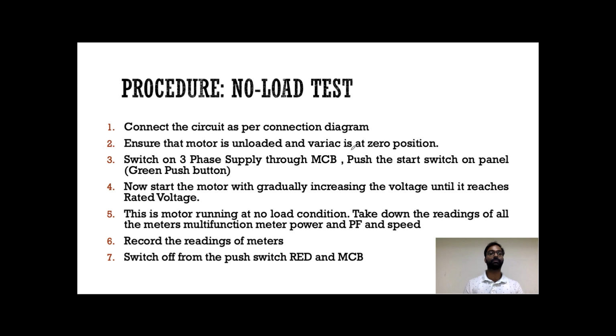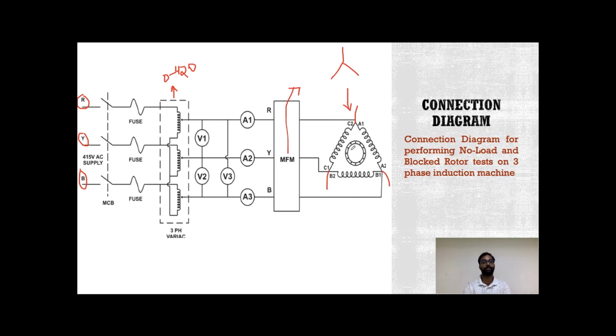Next, coming to the procedure of the no load test. First, we'll switch on the MCB. Then we'll energize the panel by pushing the green button on the panel. Then we will ensure that the three-phase variac is at the 0 position. Once we have ensured that, we will switch on the panel, and then we will gradually increase the voltage from 0 to the rated voltage. For the no load test, we will increase the voltage from 0 to 415 volts.